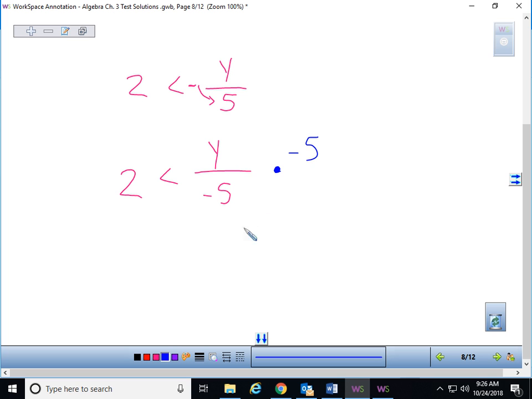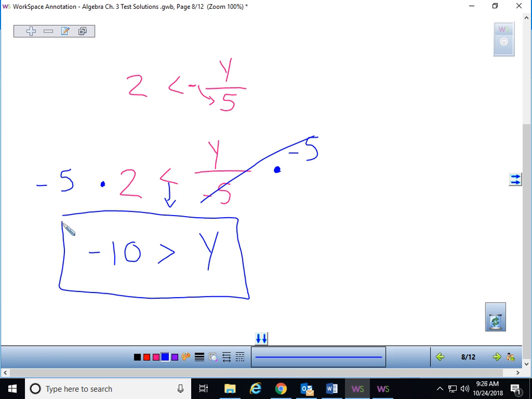This right here is when we're going to have to flip our inequality symbol. If we multiply by 5 on the right, we have to multiply by 5 on the left. But because I multiplied by a negative, this inequality symbol changes and flips to be greater than. So on the right, I have y alone, which is what I want. Negative 5 times 2. That's negative 10. So this right here is your inequality statement, negative 10 greater than y.